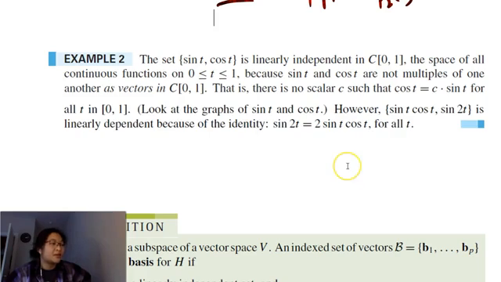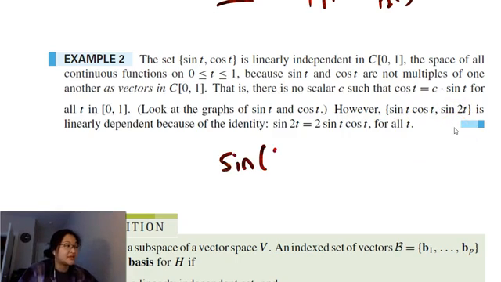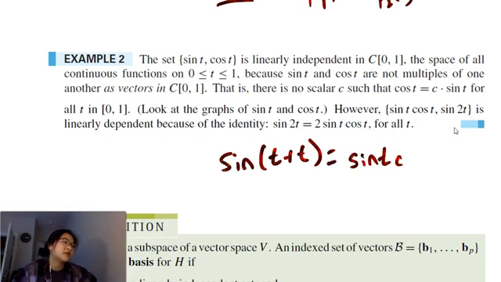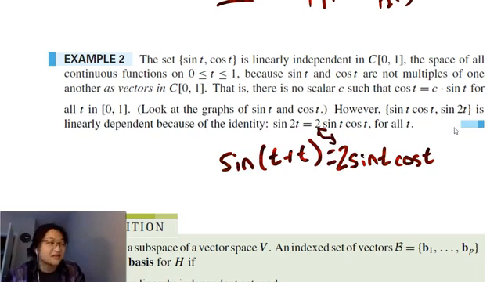But trig is not going to be our panacea that fixes everything in terms of linear independence, because if you have sine of t times cosine of t and sine of 2t, well, by the double angle formula, sine of t plus t is what? Sine cosine, cosine sine, so doubling that. So we got our scalar, oh, there it is. We got our scalar that gives us a linearly dependent relationship.